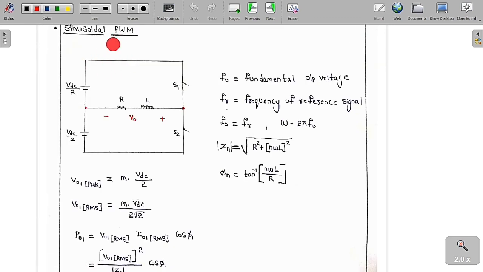Now we are going to discuss the sinusoidal PWM. This is called a single phase half bridge voltage source inverter. This is VDC by 2, VDC by 2. This is switch S1, switch S2. This is the RL load, with output voltage plus or minus V0.